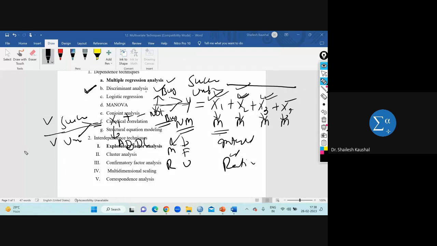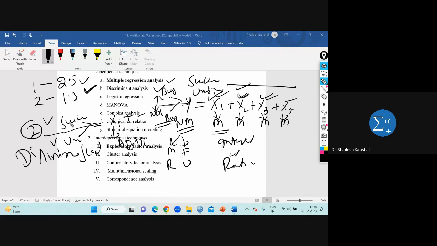Every teacher will get a discriminant score. For example, the discriminant score of teacher number 1 is 2.5. So it is above 2, and we can treat him as a successful teacher. If someone gets a 1.3 discriminant score, we will treat him as an unsuccessful teacher.